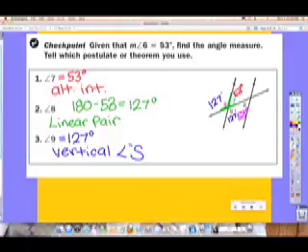Consecutive interior right here, 9 and 6. Totally works. We'll get the same answer. So that's nice about this: no matter how we see it, we'll get the same thing.